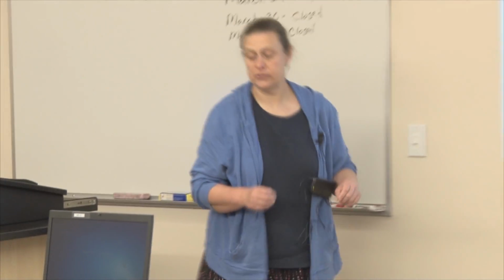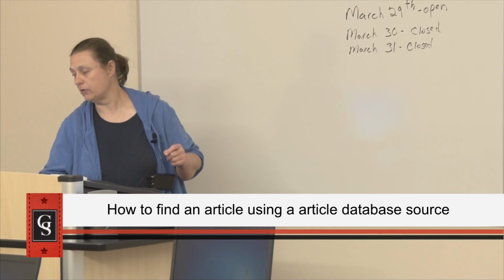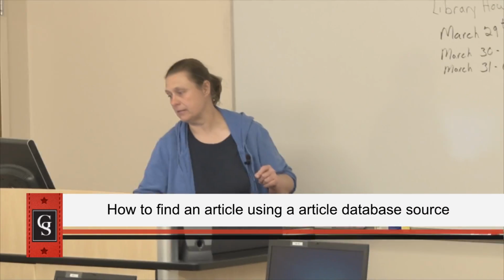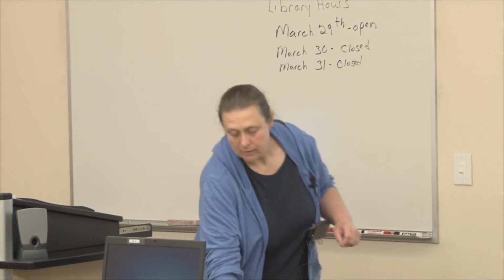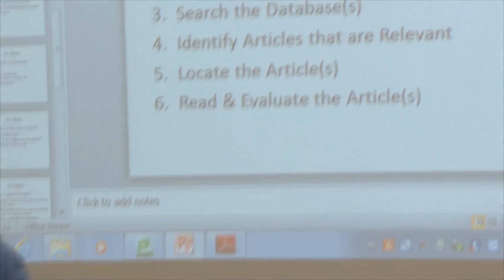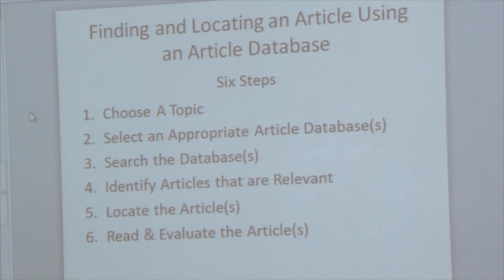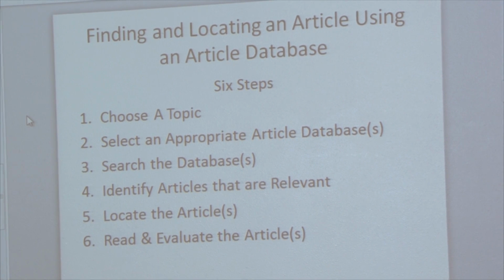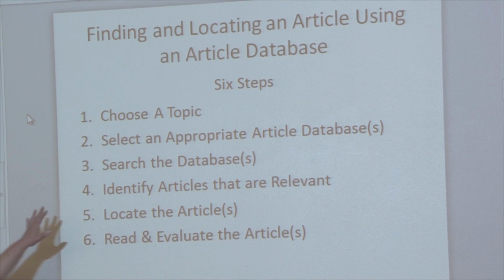The next thing I want to do is talk about how to find an article using one of our article databases. In your packets, I put a list of steps. Basically, there are six steps that you need to go through. I'm not going to go into any detail about the steps because we don't really have time here. But basically, you're going to start out with some kind of topic or research question, something that you are looking for, whether that's a person, place, or thing. Then you need to select an appropriate article database or databases, because oftentimes you're going to need to search more than one, especially at the graduate level.